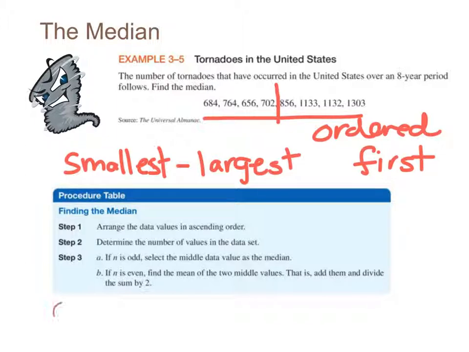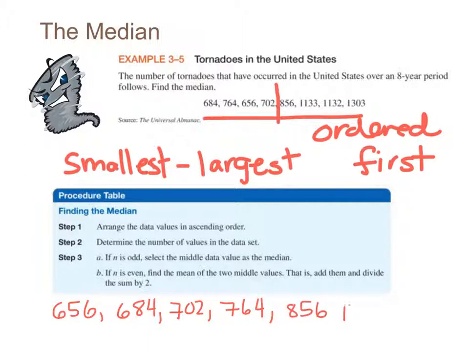So we have 656, then 684, then 702, then 764, then 856, 1132, 1133, and 1303. Okay. I have 8 numbers in the set.